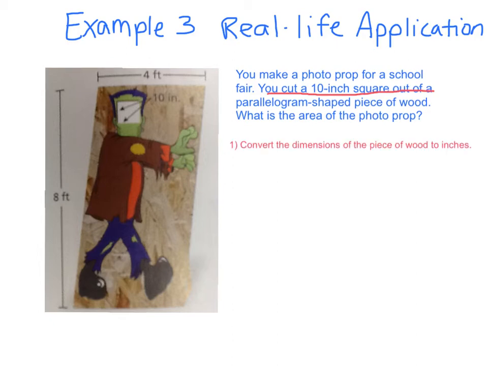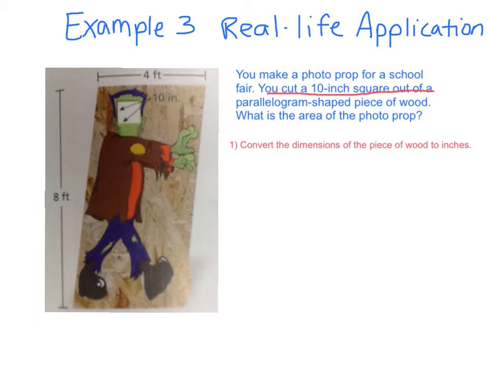So our first step would be to convert the dimensions of the piece of wood to inches. Right here we have feet. Right here we have inches. Those are two different types of conversions. So you have to understand that you need to make 4 feet into blank inches and 8 feet into blank inches. So in order to do that, you have to think about what do I do?